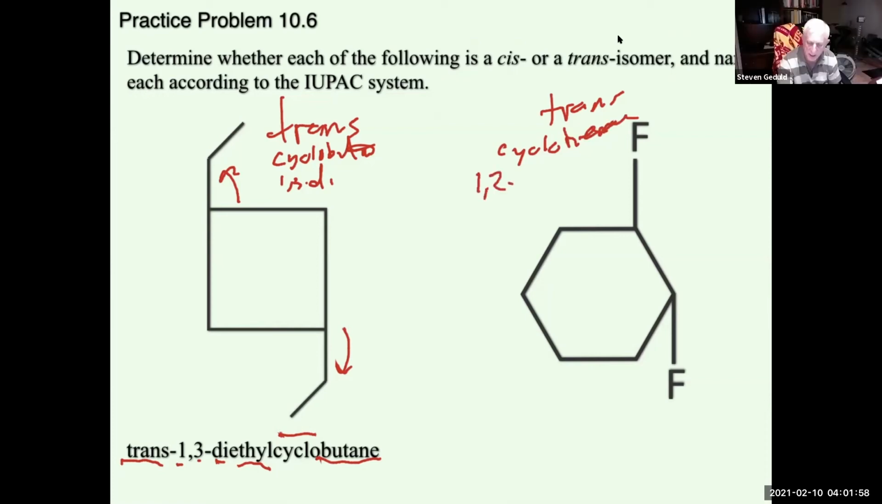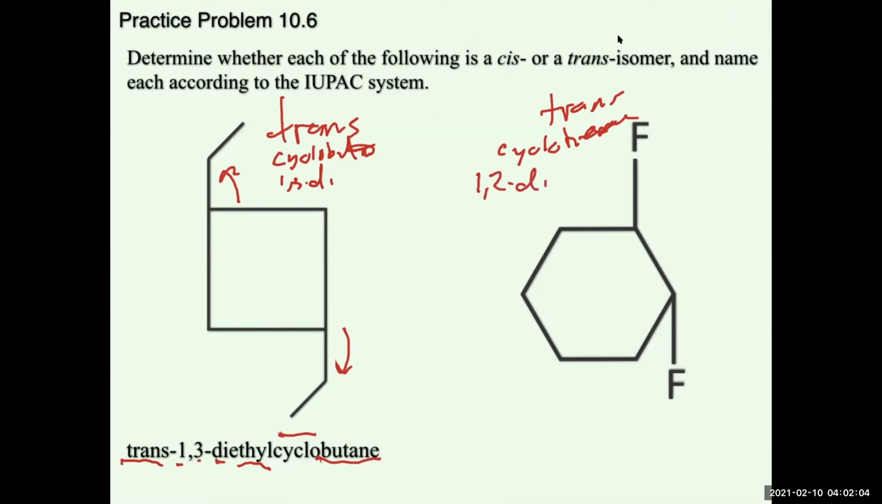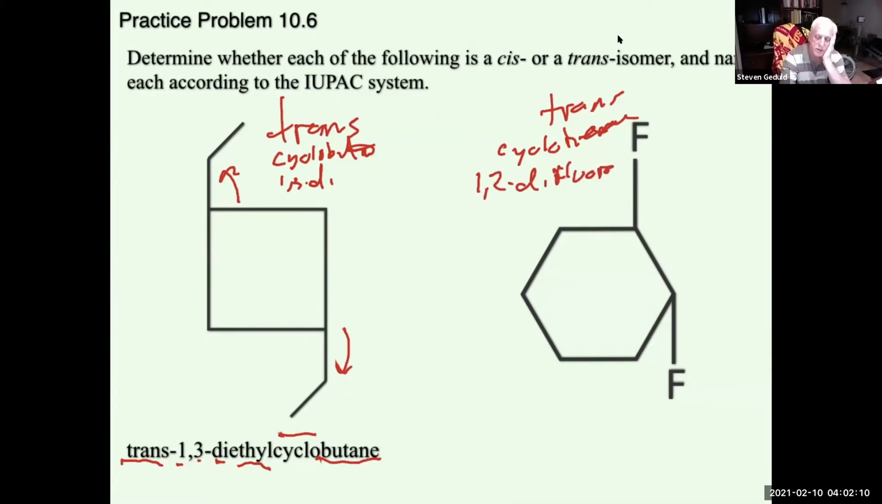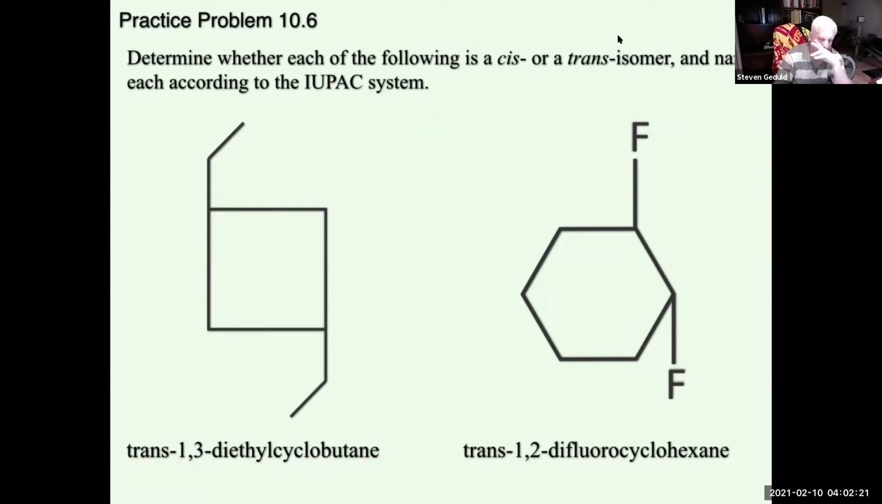And there's 2 attachments, so it's di. And what's attached? Fluorine group, so it's fluoro. So trans 1,2-difluoro cyclohexane. Perfect. You guys got this.